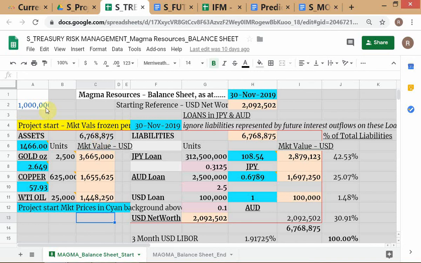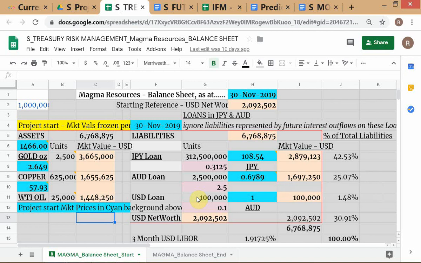I am severely restricted because I had to create a yen loan, I had to create an Aussie loan. Because I am only playing with $6.7 million, in that I have to create a reasonable yen loan, a reasonable Aussie loan. Then I have to create a dollar loan also, and you can see the size of the dollar loan is very small. This is all very artificial.